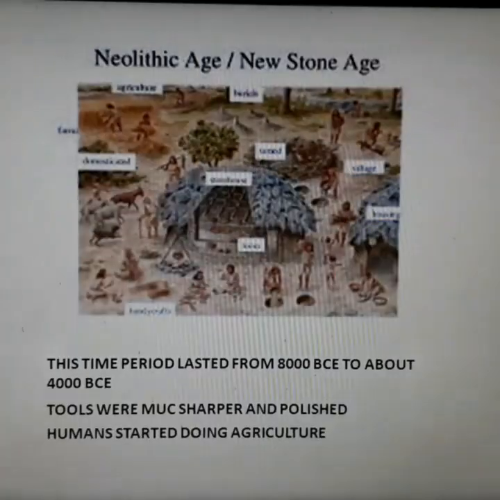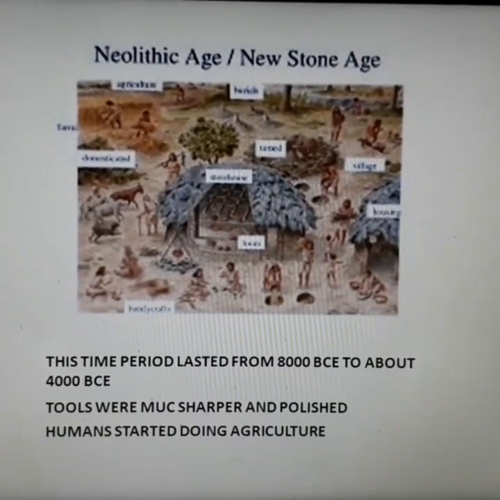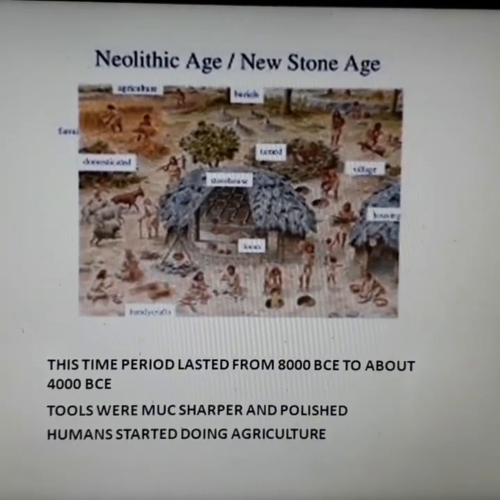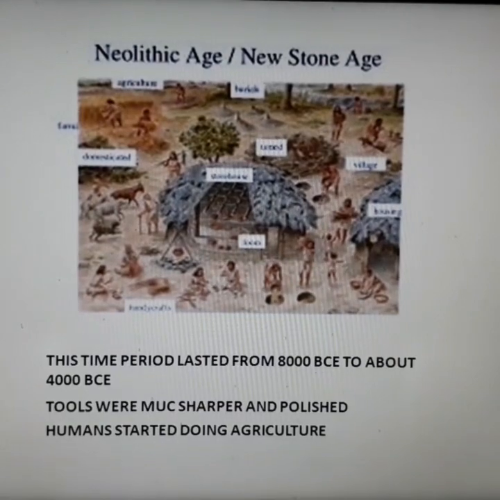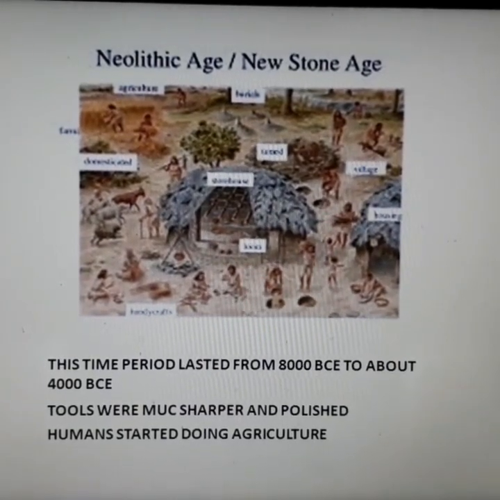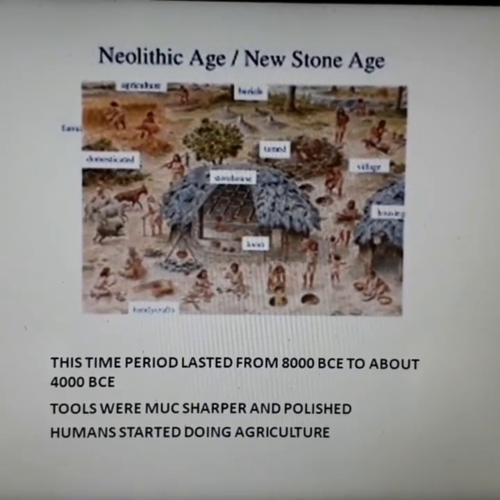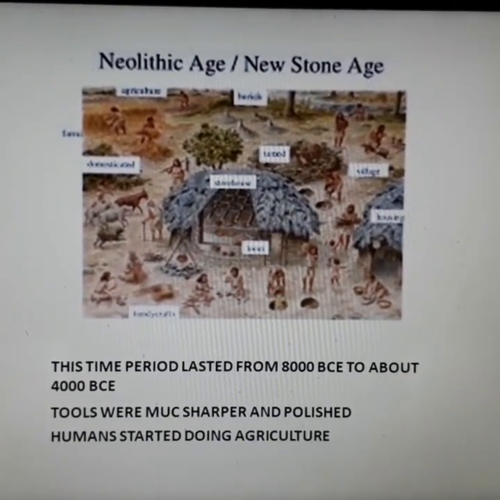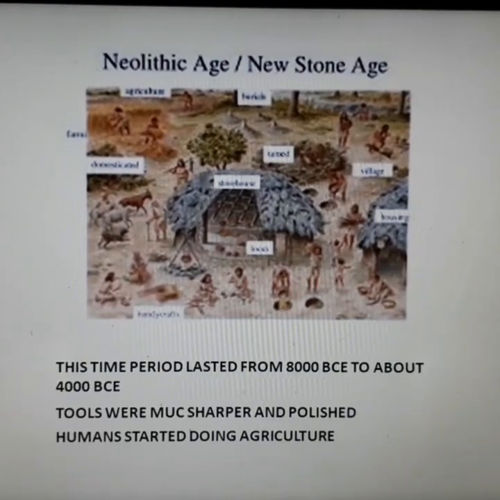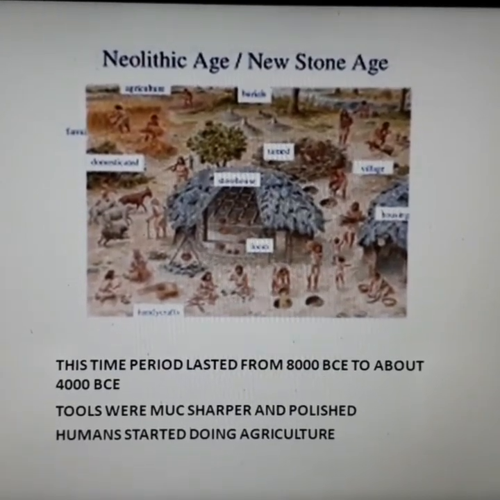Now the next one is the Neolithic Age. Neo means new and lithic means stone, so this time period was also known as the New Stone Age. It lasted from 8,000 BCE to about 4,000 BCE. Here the tools were much sharper and polished. Here humans also started doing agriculture.